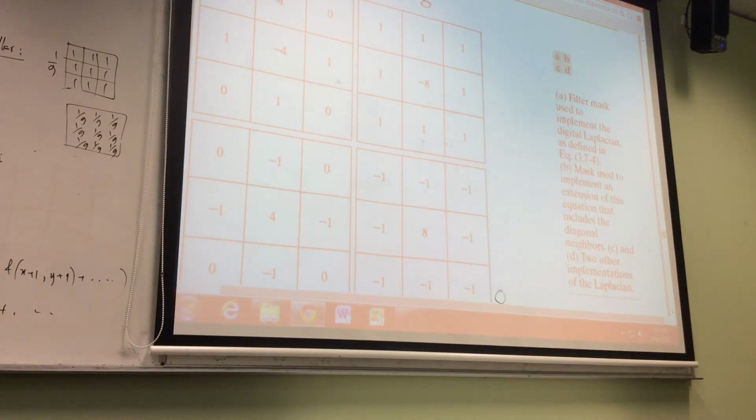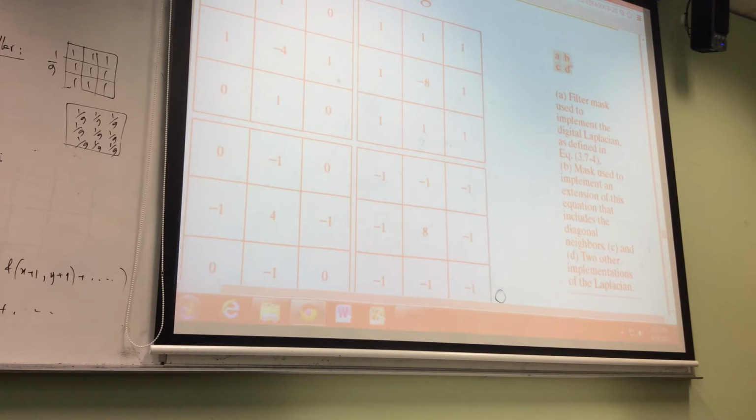Which one? All of them. So it can be this, this, this, or this. This one is image I. The filter mask lets you implement the Laplacian. B with this one, which is this one. So this whole thing is a Laplacian mask. It doesn't matter what the name is, the numbers here are what is important.